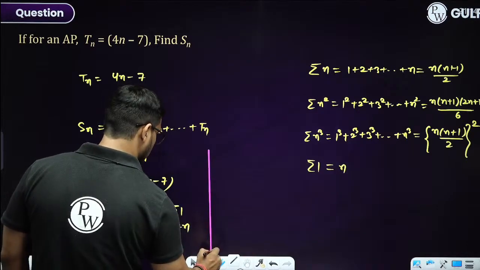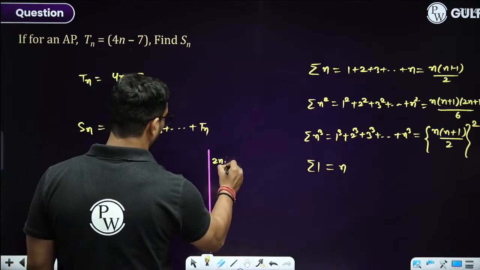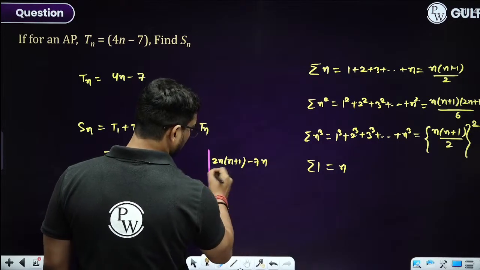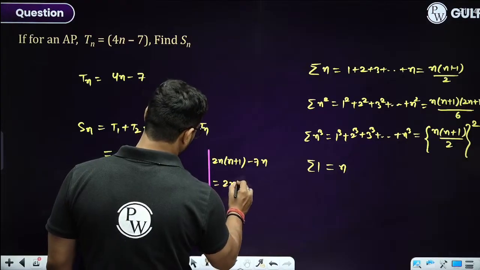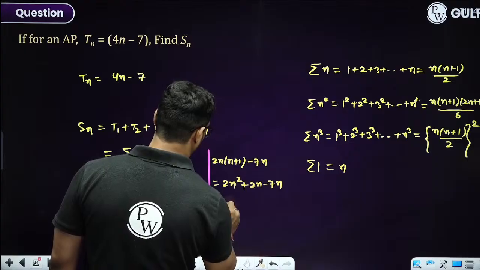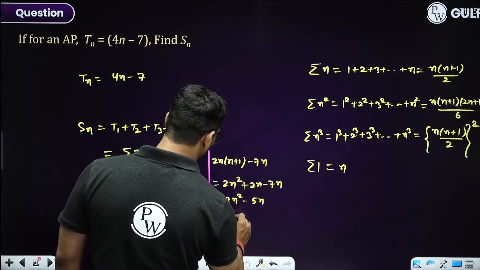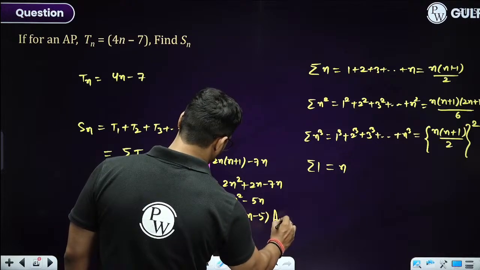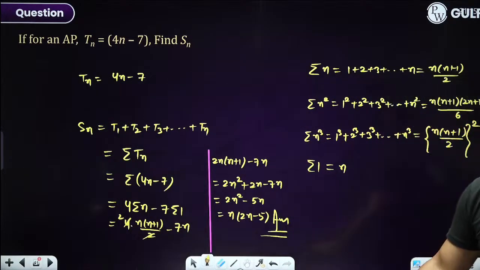So 4 times that gives 2n into n plus 1, minus 7n. Multiplying, this should be 2n square plus 2n minus 7n, so 2n square minus 5n, or taking n common, n into 2n minus 5. This is the answer. Understood? That's how we do this type of question.